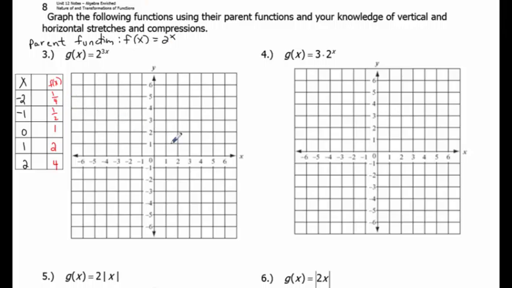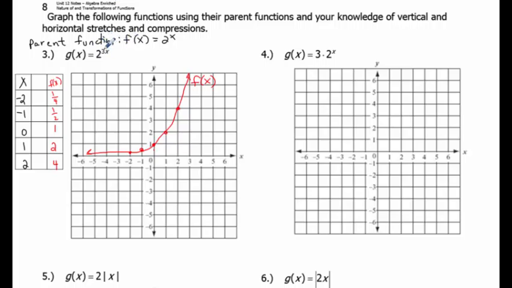So now let's graph this parent function: -2, comma 1/4, -1, comma 1/2, sorry, right there, 0, comma 1, 1, comma 2, and 2, comma 4. Connect with a smooth curve. And this is going to be f of x.